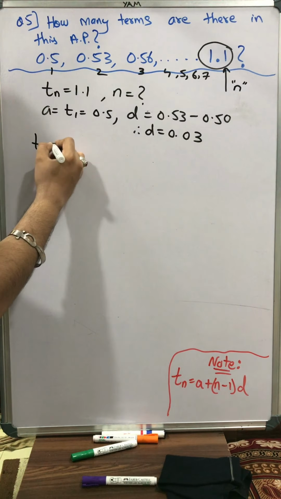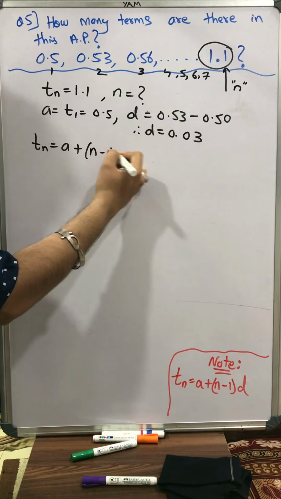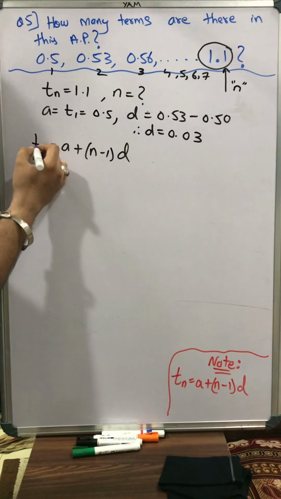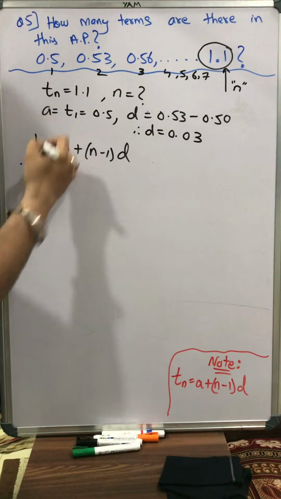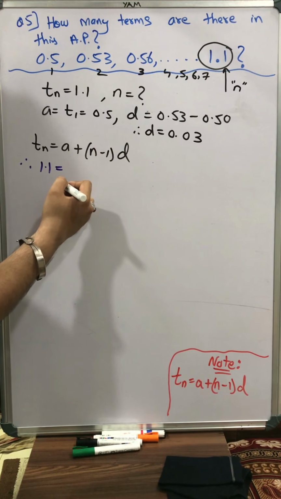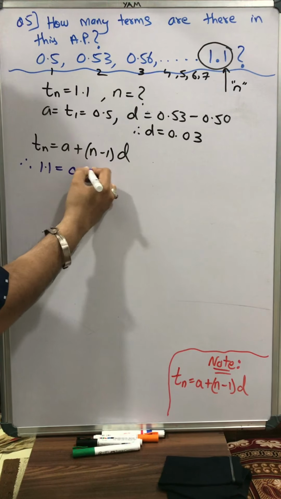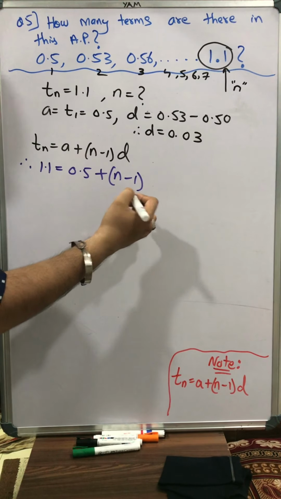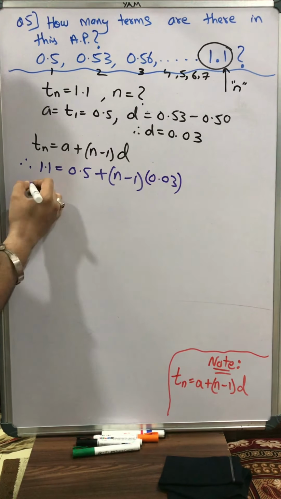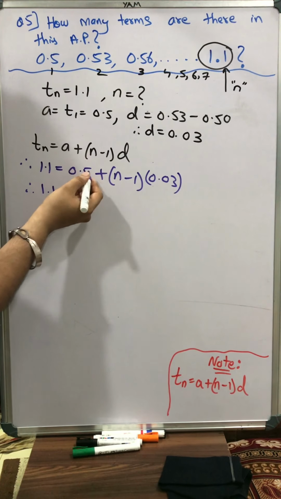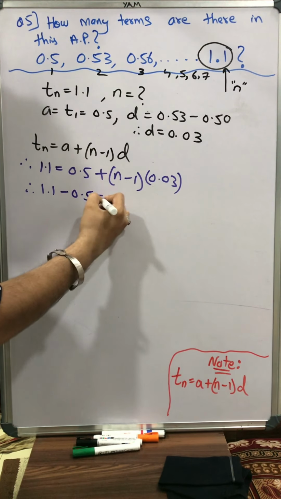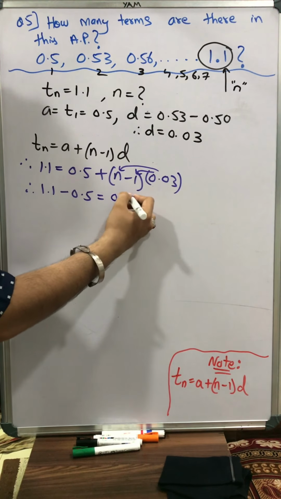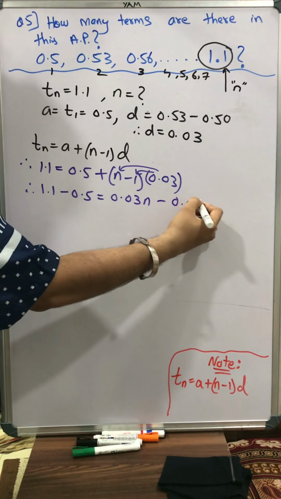My formula is Tn equals A plus (n minus 1) into D. Let's substitute and get the answer. Therefore Tn is 1.1. So 1.1 equals the value of A, 0.5, plus (n minus 1), the value of D is 0.03. Now 1.1, and 0.5 on the left-hand side becomes minus 0.5, is equal to, now I need to multiply this 0.03 with n as well as with this one. This will become 0.03n minus 0.03.